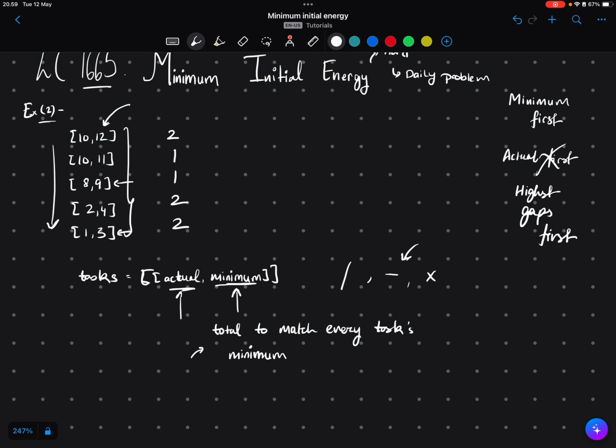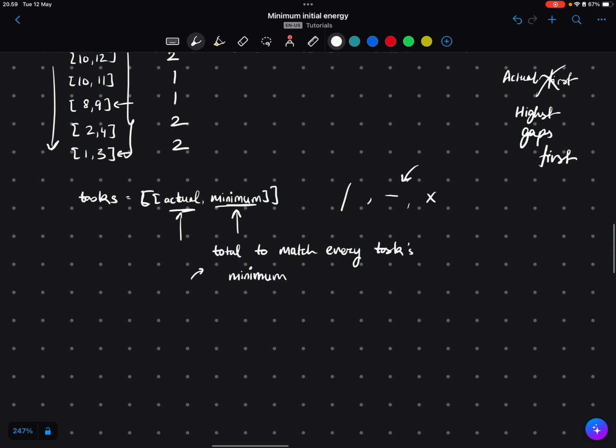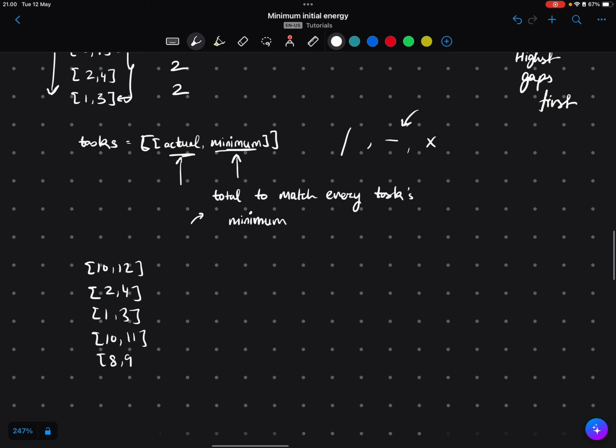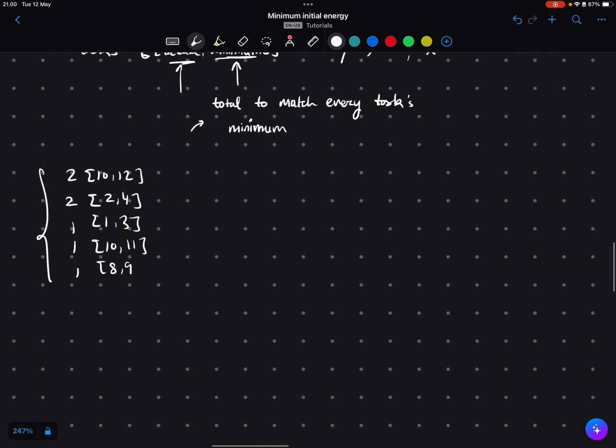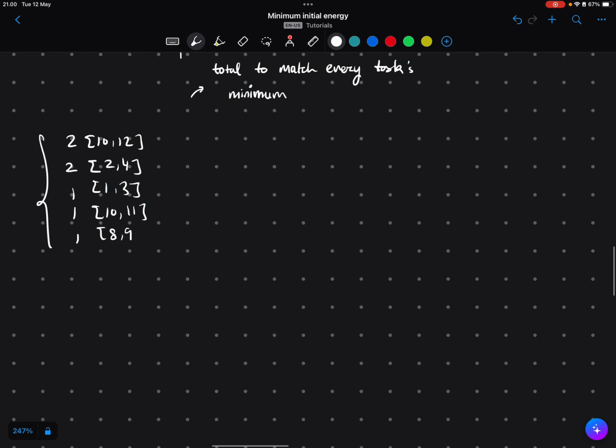So let's consider this array. We will now make it 10, 12, 2, 4, 1, 3, 10, 11, and 8, 9. Alright, so it goes 2. I'll write this here, 2, 2, 1, 1, 1. That's our gaps, okay? Now let's consider this.